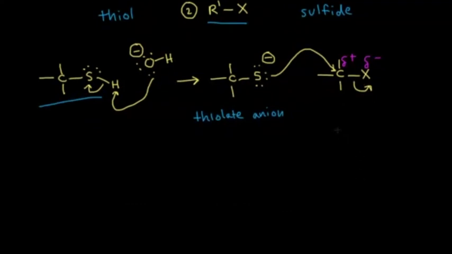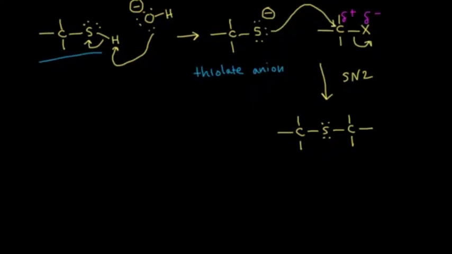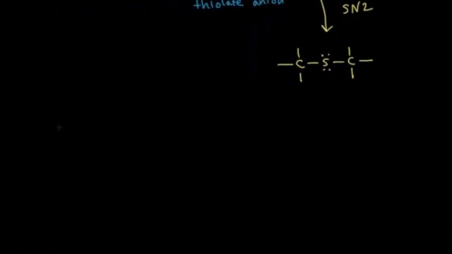So this is an SN2 type mechanism, and we end up with the sulfur, right, now bonded to two R groups. And they could obviously be the same R groups or they could be different R groups. And so we formed our sulfide like that. Let's do an example of the preparation of a sulfide. So we're going to start with, let's start with this one right here.